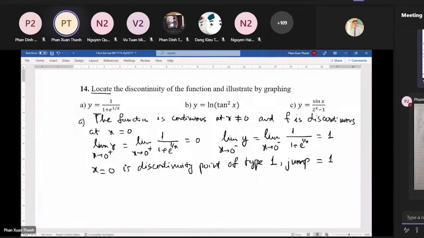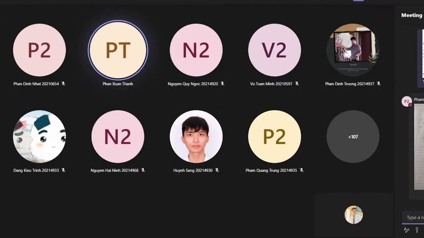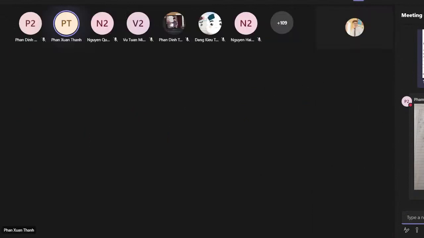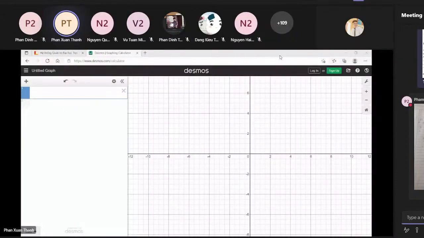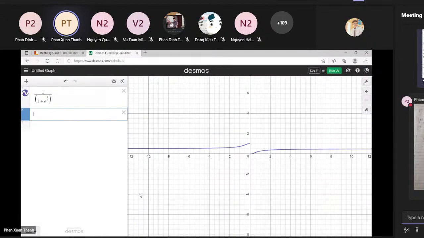And here we have the graphing. Okay, we can use the software to plot it. I will show you now. Here we can use this website where we can plot any function. This function 1 over 1 plus e to the power 1 over x. Okay, so we have this graph.